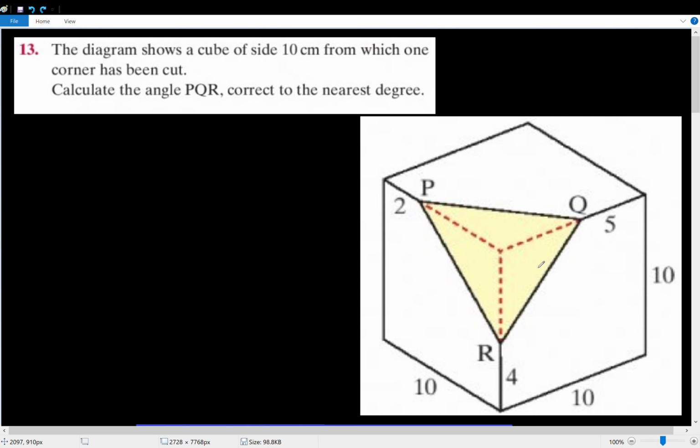So if we look at the triangles that were there before, we'll imagine this corner of the cube up here is called S. We'll give it the name S. And there are three triangles that share that corner S. There's the triangle QSR, the triangle PSR, and the triangle PSQ. And all three of those triangles are right angled at S.